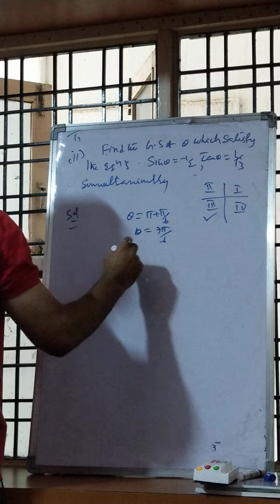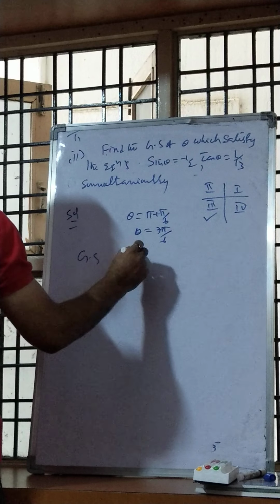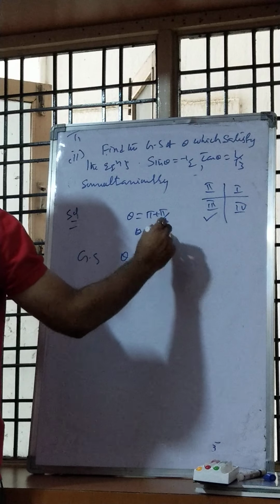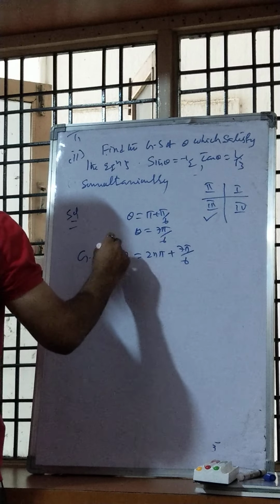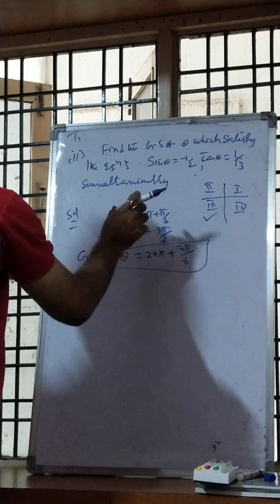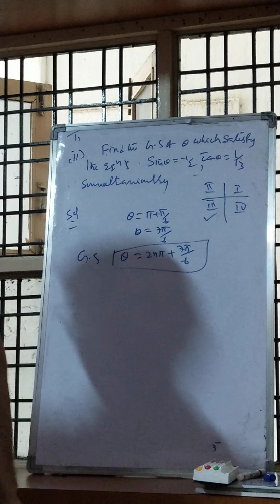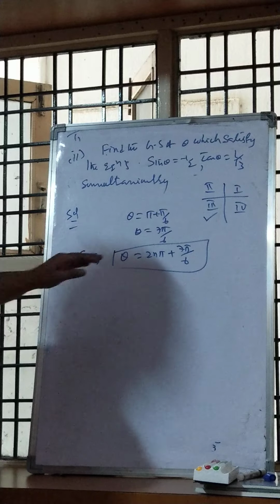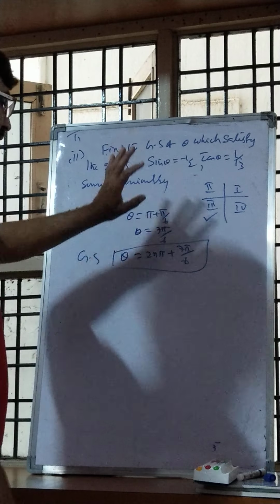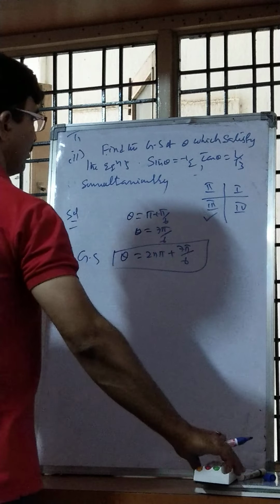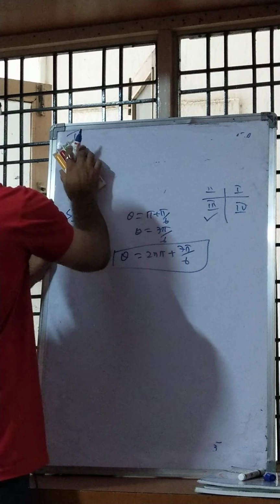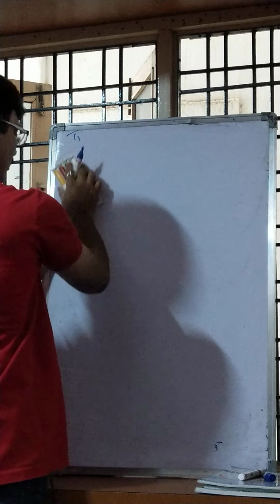7 pi by 6. The general solution is theta is equal to, just add 2 n pi, and this is pi by 6. That's it. Because both are satisfied by this, that's the reason you can say just add 2 n pi and get this one. So this is the second one. Please remember, this is the second one. Now come down to the next one, Nana.